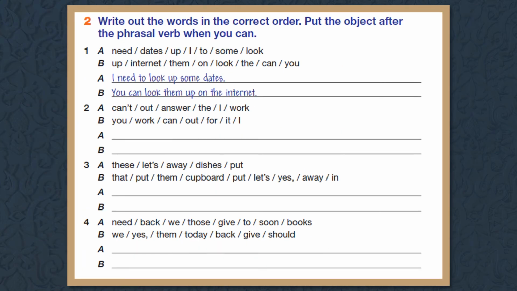Write out the words in the correct order. Put the object after the phrasal verb when you can. And we have a model, and you have to do 2, 3, and 4. Let's see the model here. It's just a rearrange question. Put the sentences in the correct order.